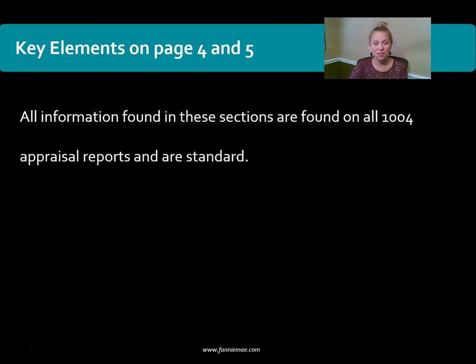Pages 4 and 5. So you're going to see that all of this information is pretty standard on all your 1004 appraisals that you're going to review. As an underwriter, I would notice that just the same verbiage is written on these pages, and it's just telling you what the appraisal function is and what it's providing to you as a complete report.